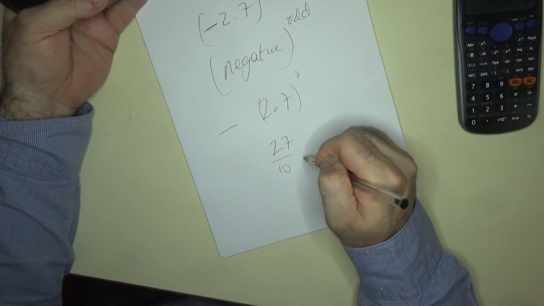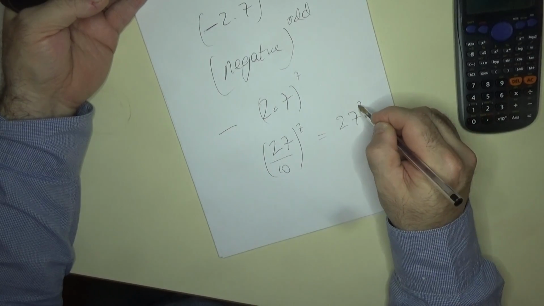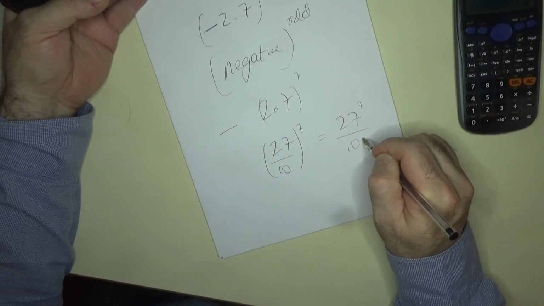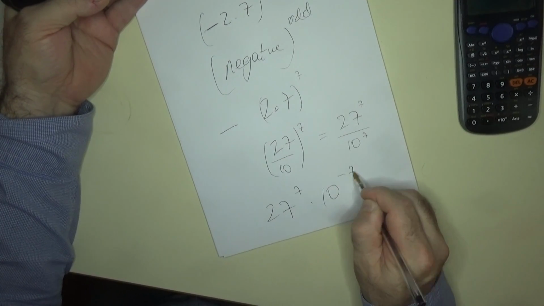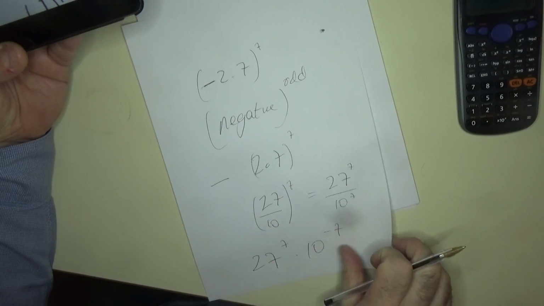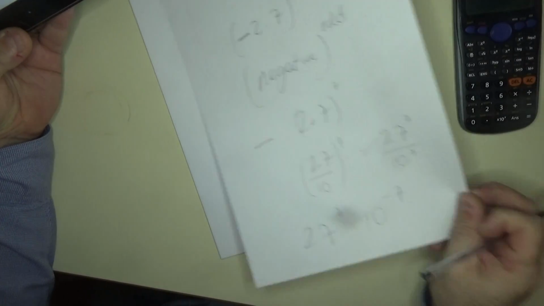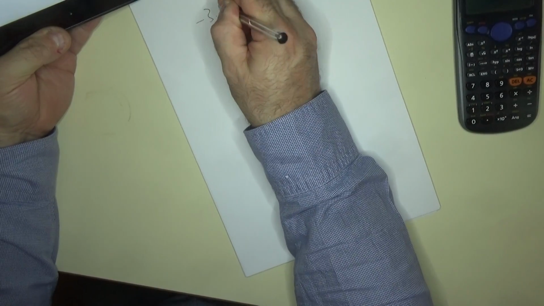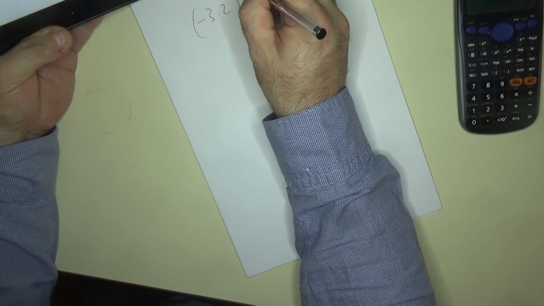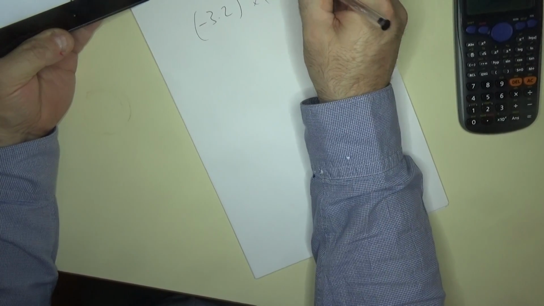Now that is 27 over 10 to the power of 7. And you've 27 to the power of 7 over 10 to the power of 7. And you've 27 to the power of 7 times 10 to the minus 7. And as I say, trying to guess what they're going to say in the marking scheme, there's no need. Just write down every possible answer and you're good to go. Okay? And we're on to 3.2. Negative 3.2 to the power of 10 times negative 3.2 to the power of 5.